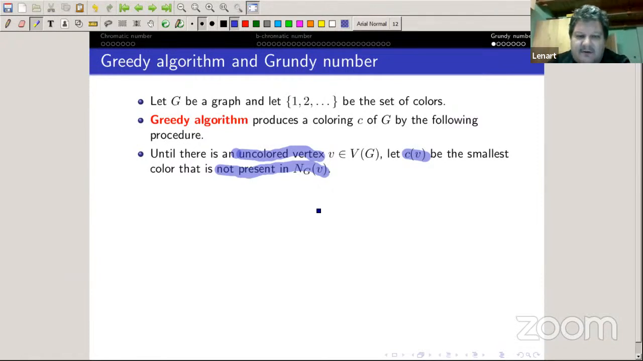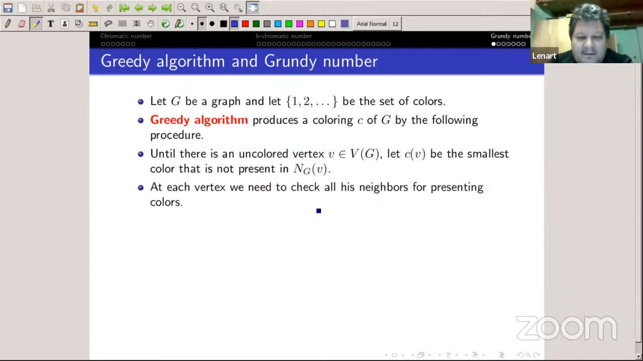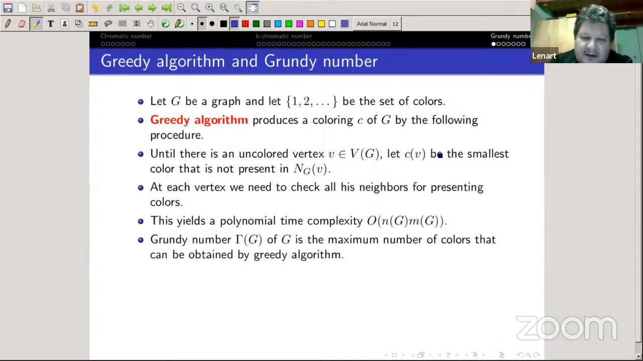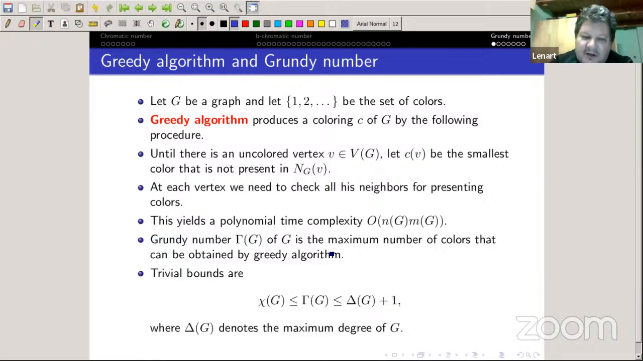This is a very well-known coloring algorithm, and for this we need to check at each stage the colors in the neighborhood of each vertex, and this actually yields a time complexity which is again polynomial. The Grundy number, gamma of G, is the maximum number of colors that can be obtained by such a greedy algorithm. Again, a maximum number. So how much can these things go wrong?